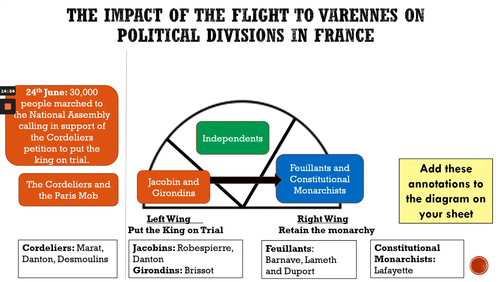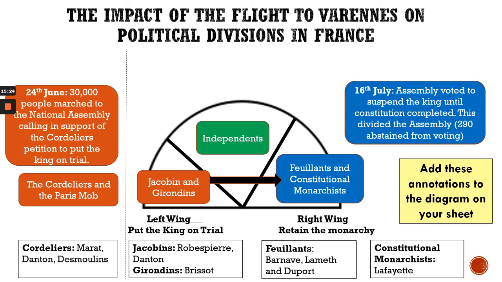Okay, so we know that on the 20th to the 21st of June, the flight to Varennes happened, which was when the monarchy tried to flee. And I think we know already that a few days later, on the 24th of June, 30,000 people marched to the National Assembly in support of the Cordeliers Club petition to put the king on trial. So you can add that to your version of this sheet.